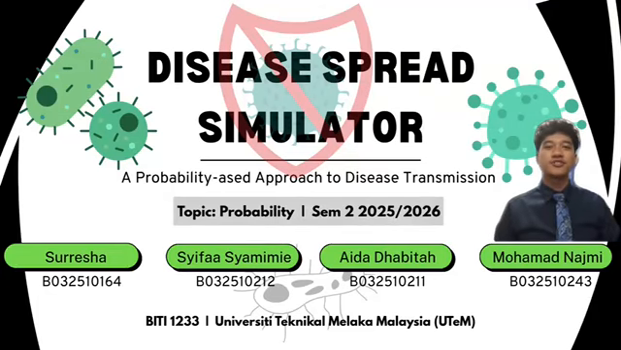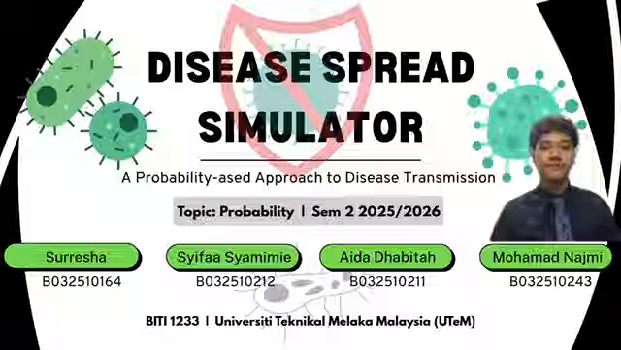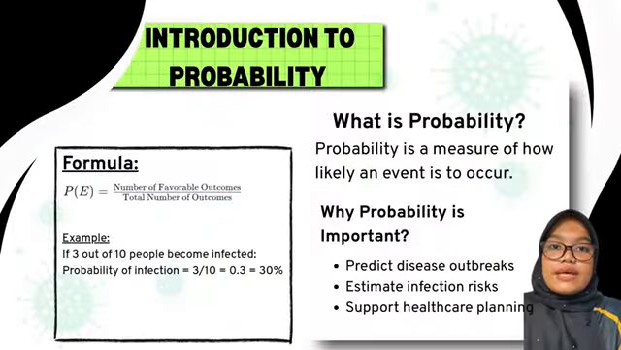Today, our group consisting of myself, Najmi, Suresha, Aida and Shamimi are excited to introduce our project, Disease Spread Simulator, a probability-based approach to disease transmission. Under the topic of probability, we designed a model to simulate how an infectious disease moves through a population over time using mathematical principles. Now let's look at the basic concept of probability.